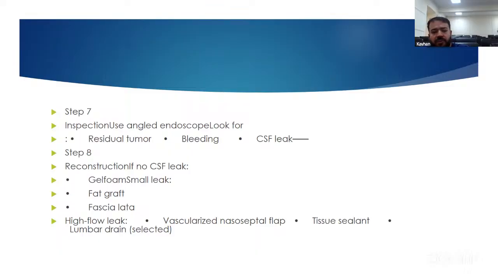It's a high flow or a low flow. If it's a low flow, you can use a tissue sealant, and you can also use tissue like fat and fascia lata. And then after that, we are using a vascularized Hadad flap to be put after that, if that's required. For high flow CSF, the surgeon is often confused. It could be a CSF leakage, but to be done next, we are doing a lumbar drain on the table.